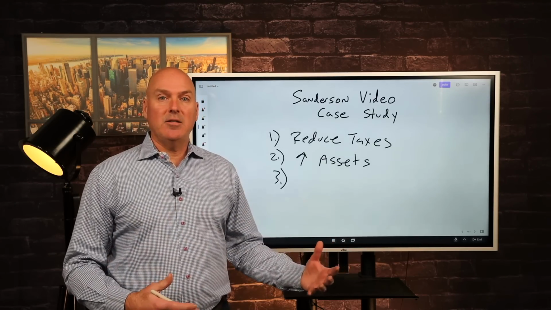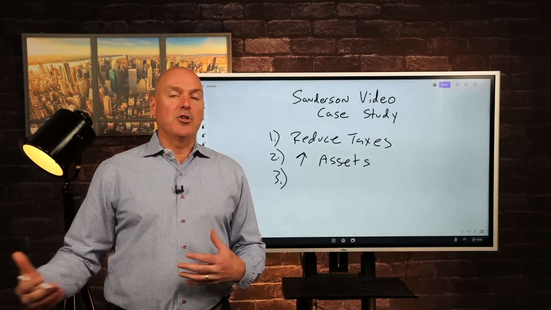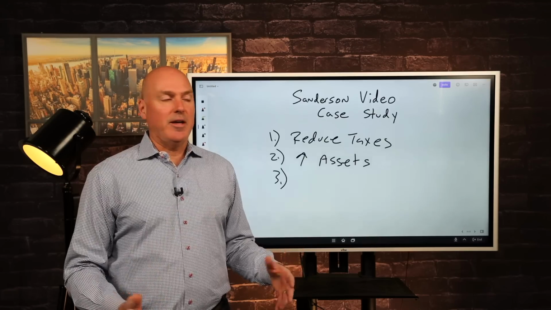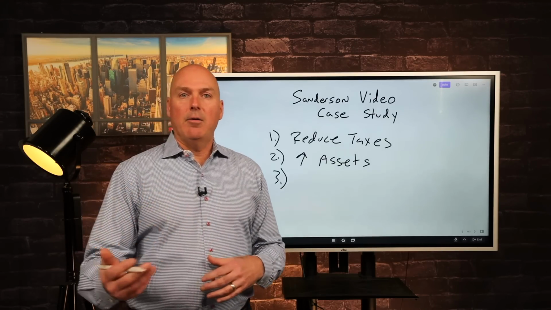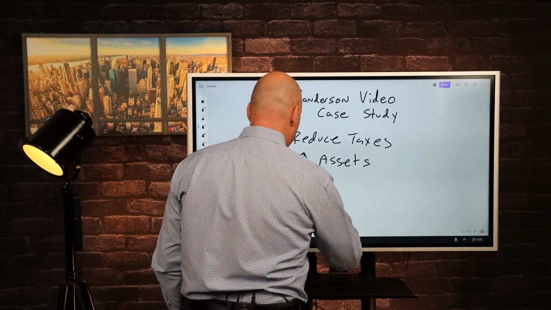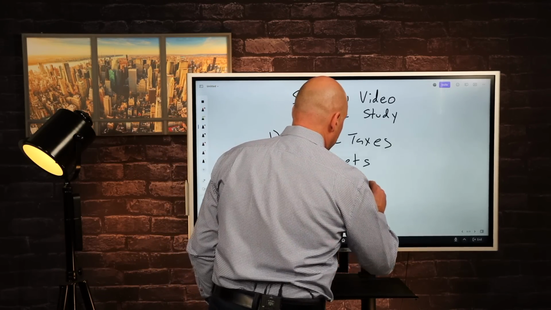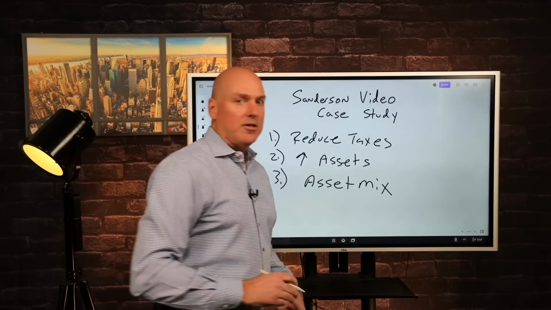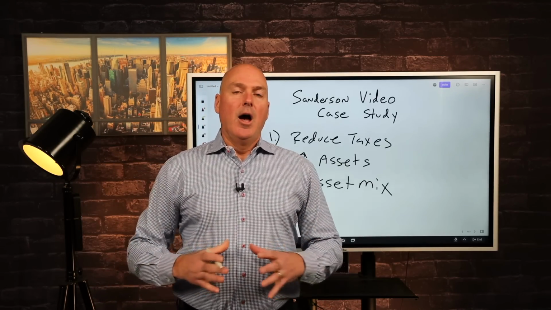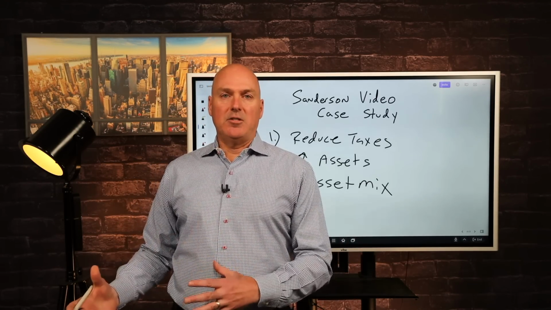Either you're going to pay taxes, or if you die and leave it to your spouse, they'll pay taxes, or your kids will pay taxes. But one way or the other, the IRS is going to get some of that money. So we're going to call that asset mix. And again, we're going to show you in that software what that looks like as we go through each one of these 6 different strategies.